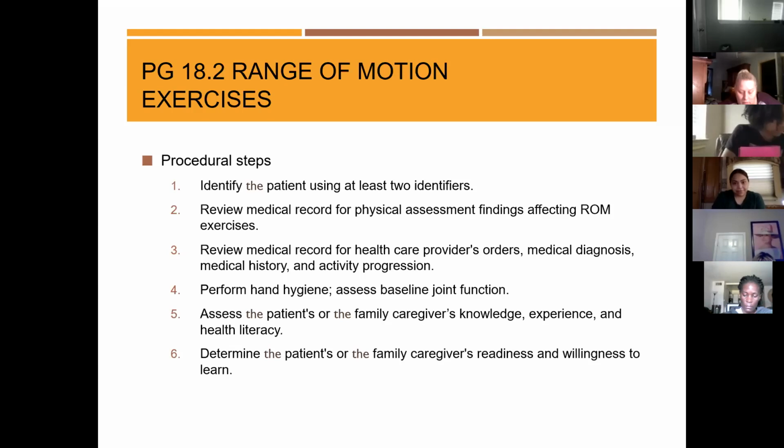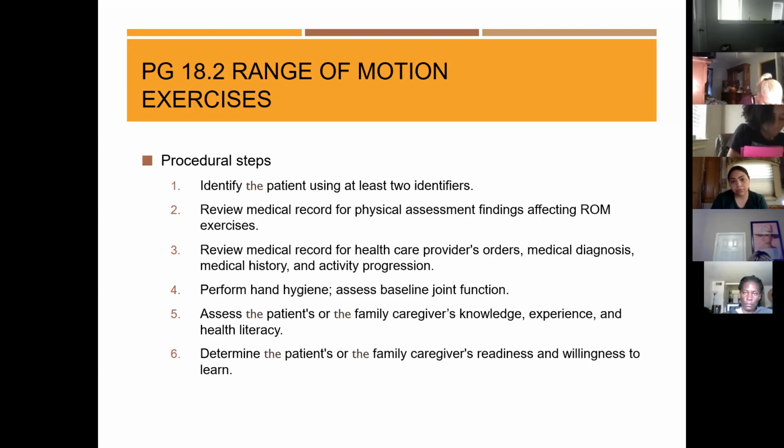So maybe this patient is not allowed to lift their arm above shoulder height, right? Maybe, I don't know what might be going on, but maybe they're not allowed to. That's going to be written in the order, and you would have to adhere to this, right? Because you could cause further injury if the patient does lift their arm all the way up and they've been ordered to only lift it to shoulder height.